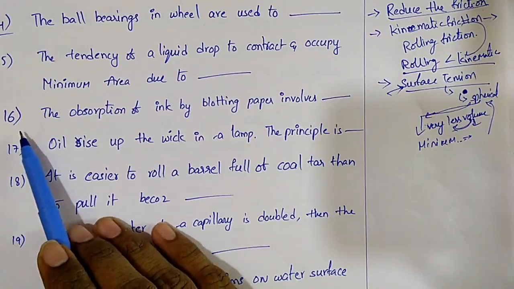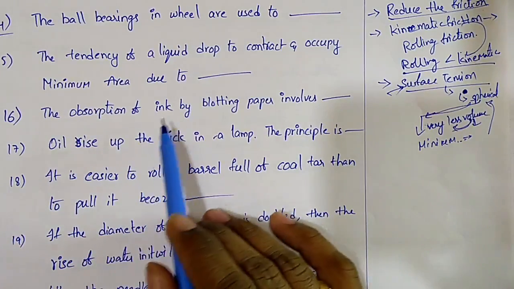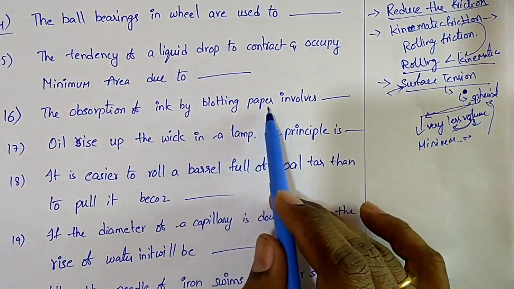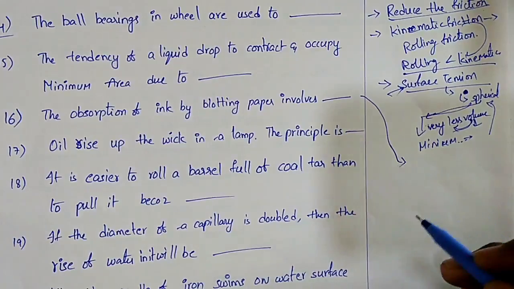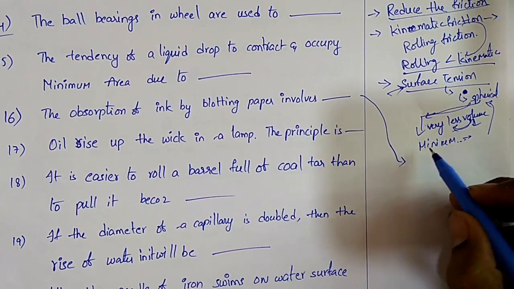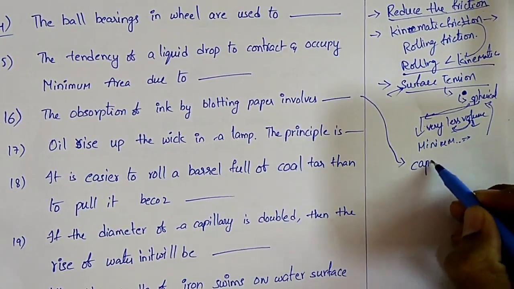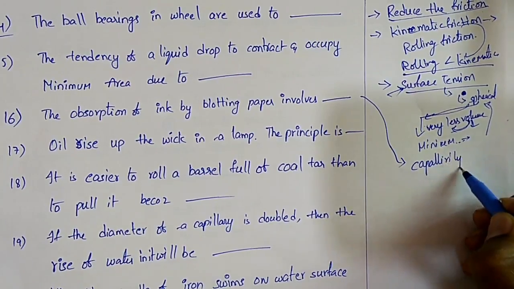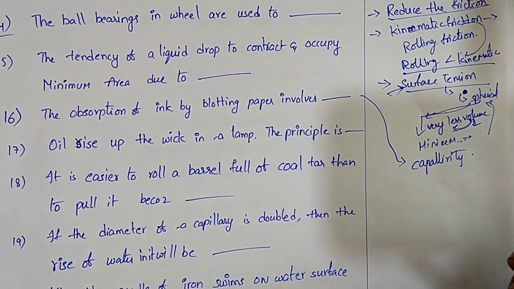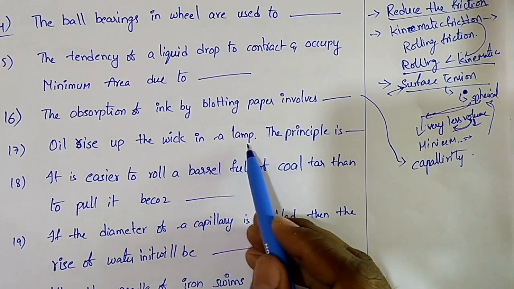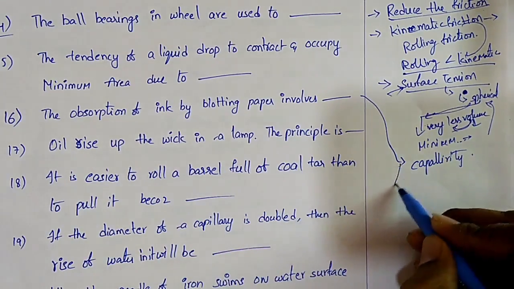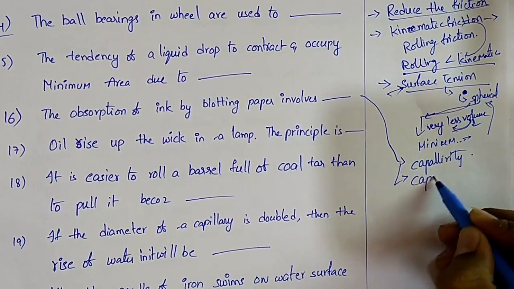Next question, 16th one. The absorption of ink by blotting paper is nothing but the property of capillarity. Due to capillarity, the ink will be absorbed. Okay, and oil rise up the wick in a lamp is also the capillarity.